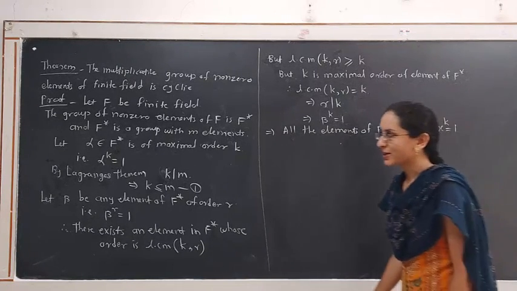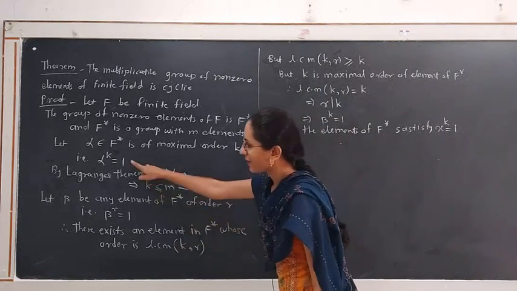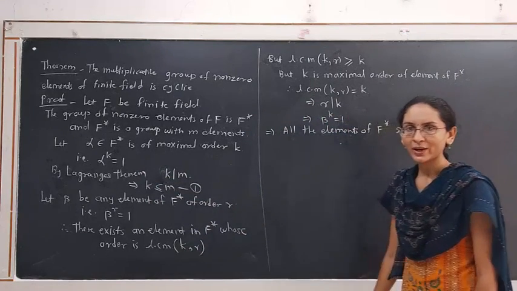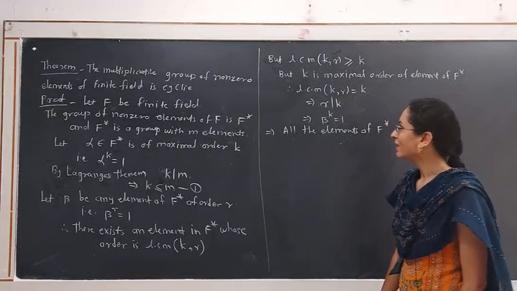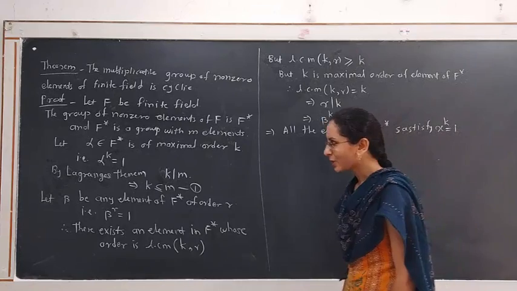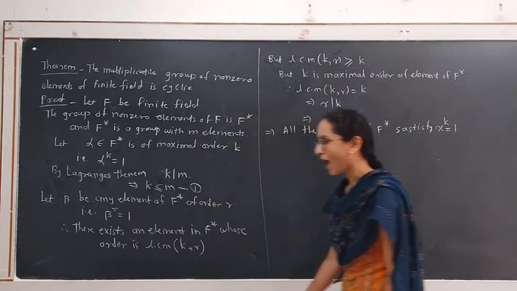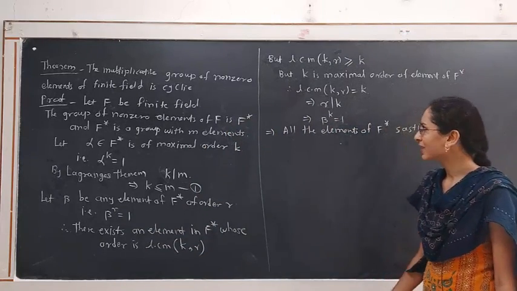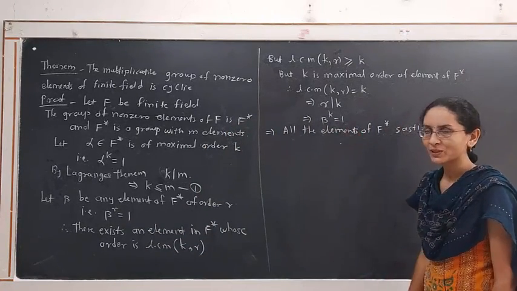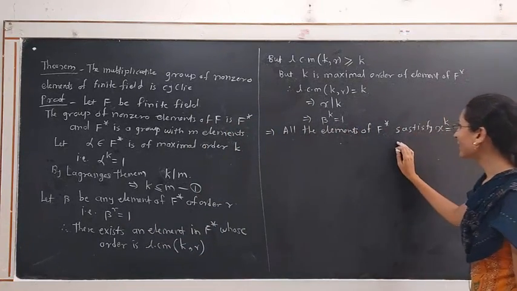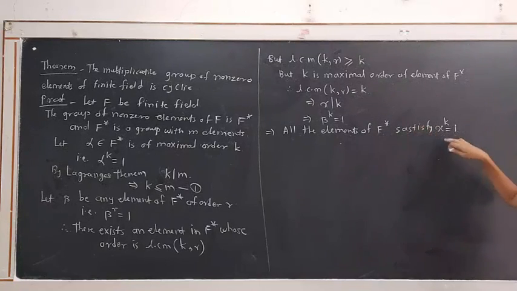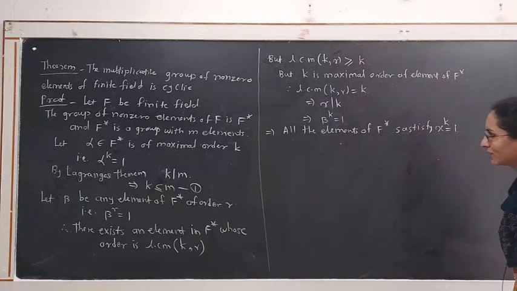Because alpha and beta are arbitrary, we get alpha raised to K is equal to 1, because we have considered the order of alpha is K. If beta is another element of group F star and beta raised to R is 1, then we again get beta raised to K is equal to 1. Hence, all the elements of group F star satisfy the equation x raised to K equal to 1.